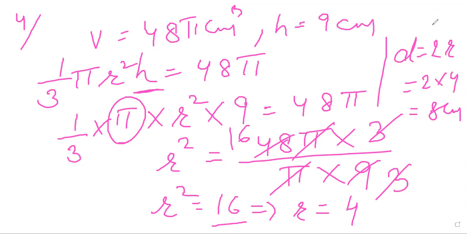Now let's do question number 5: a conical pit of top diameter 3.5 meter is 12 meter deep. एक conical pit है जिसकी diameter है 3.5 meter and height, depth is given 12 meter, that is height is 12 meter. What is its capacity in kiloliters?